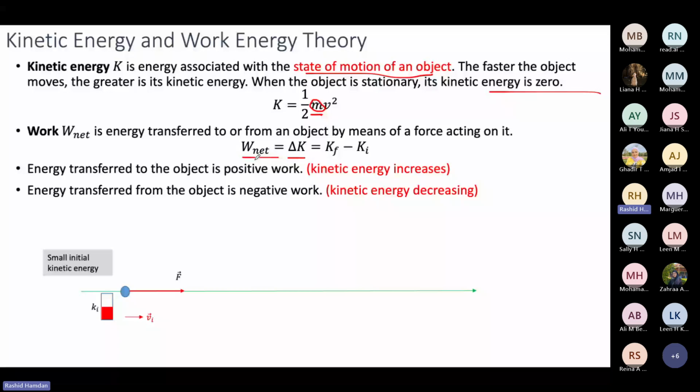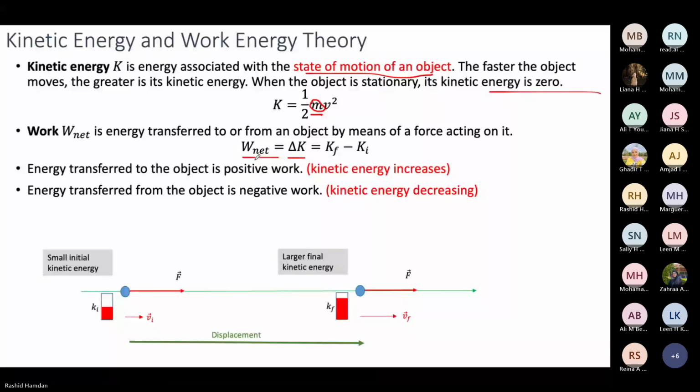So the net work on the object is equal to the change in kinetic energy. It's K final minus K initial. This just shows how a force in the direction of the velocity would increase the kinetic energy. It means it increases V final. So now we have this formula that we can use. Instead of applying Newton's law, we can use this formula.